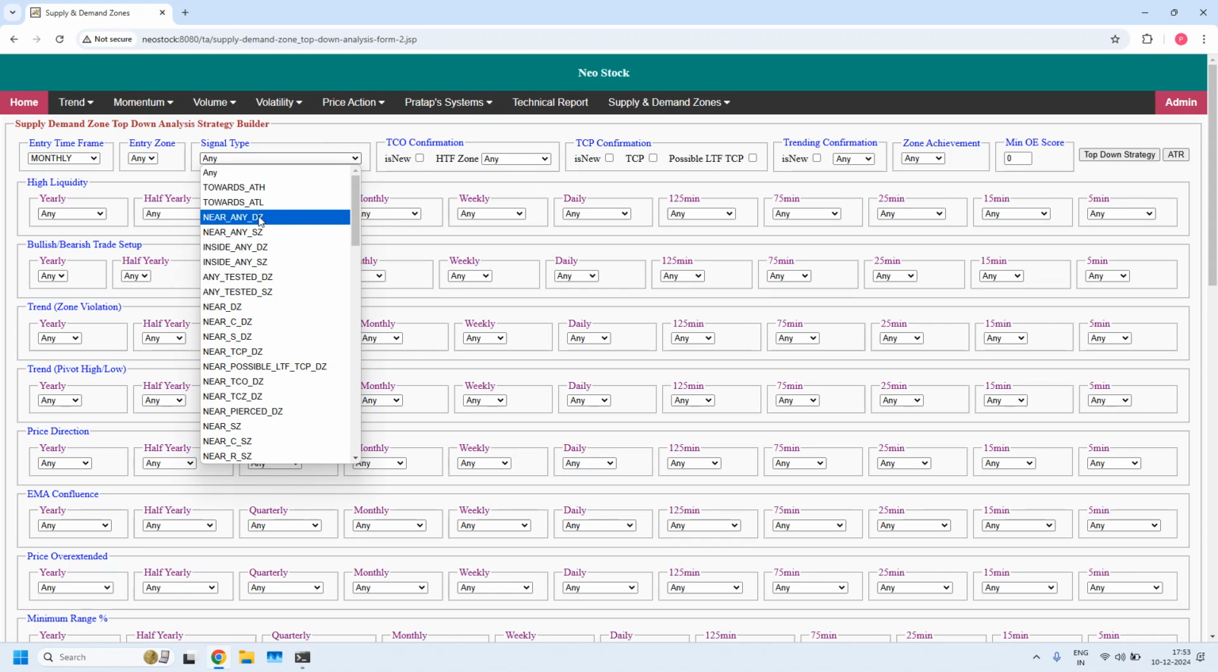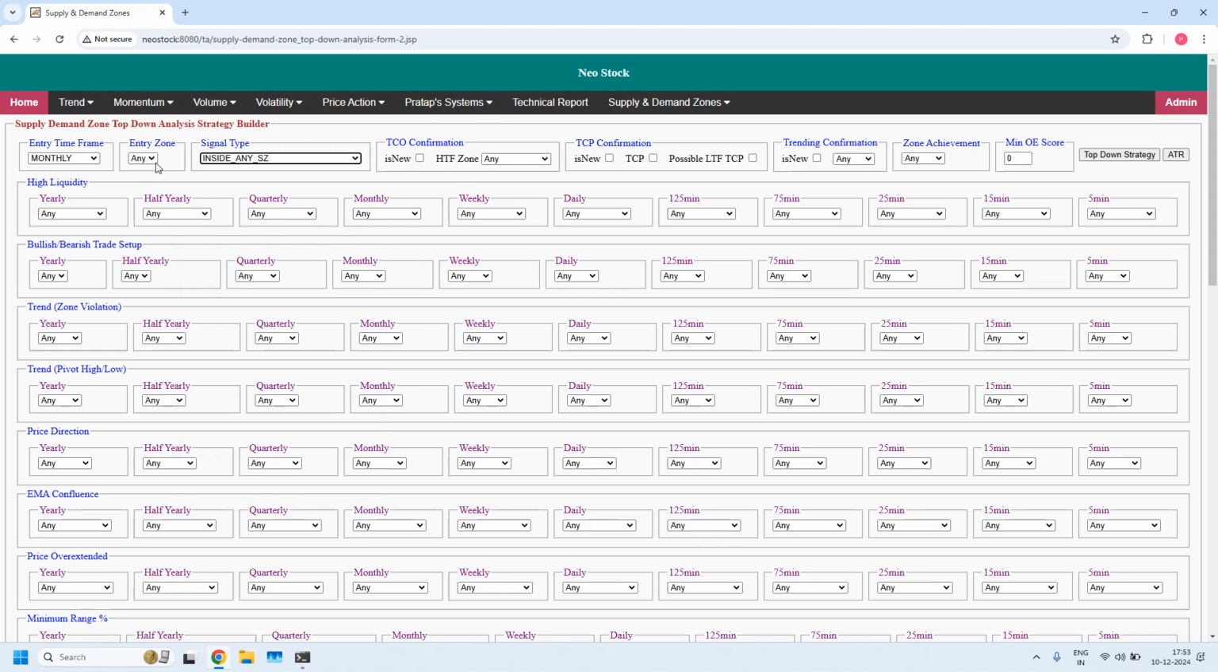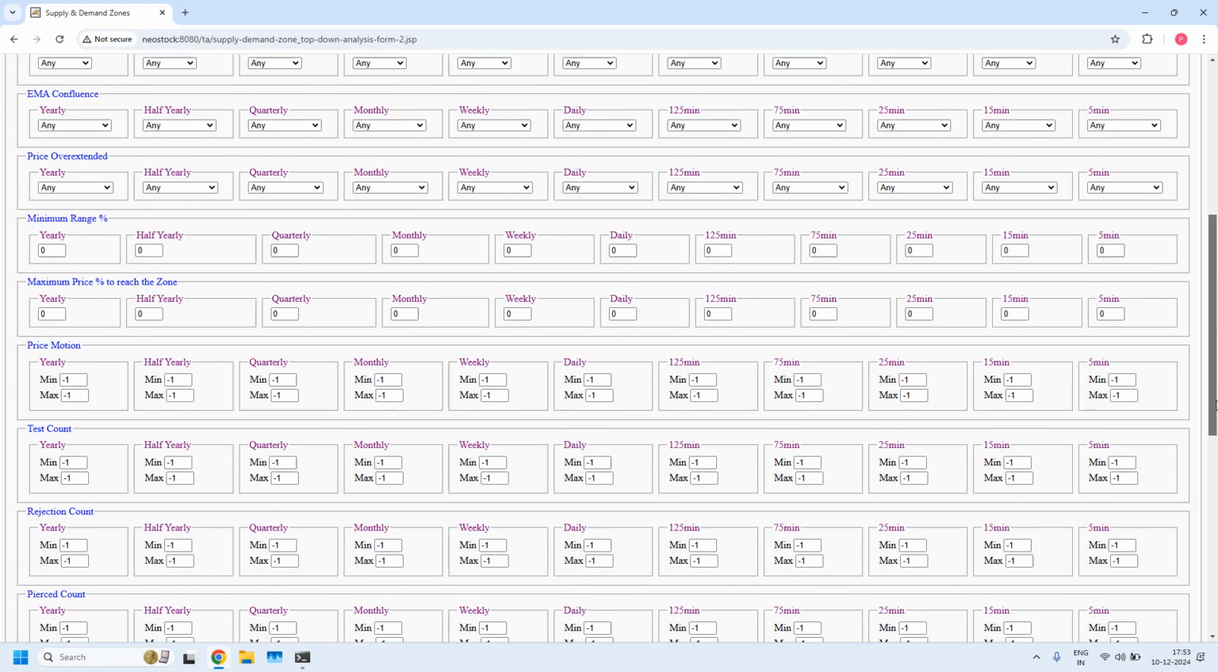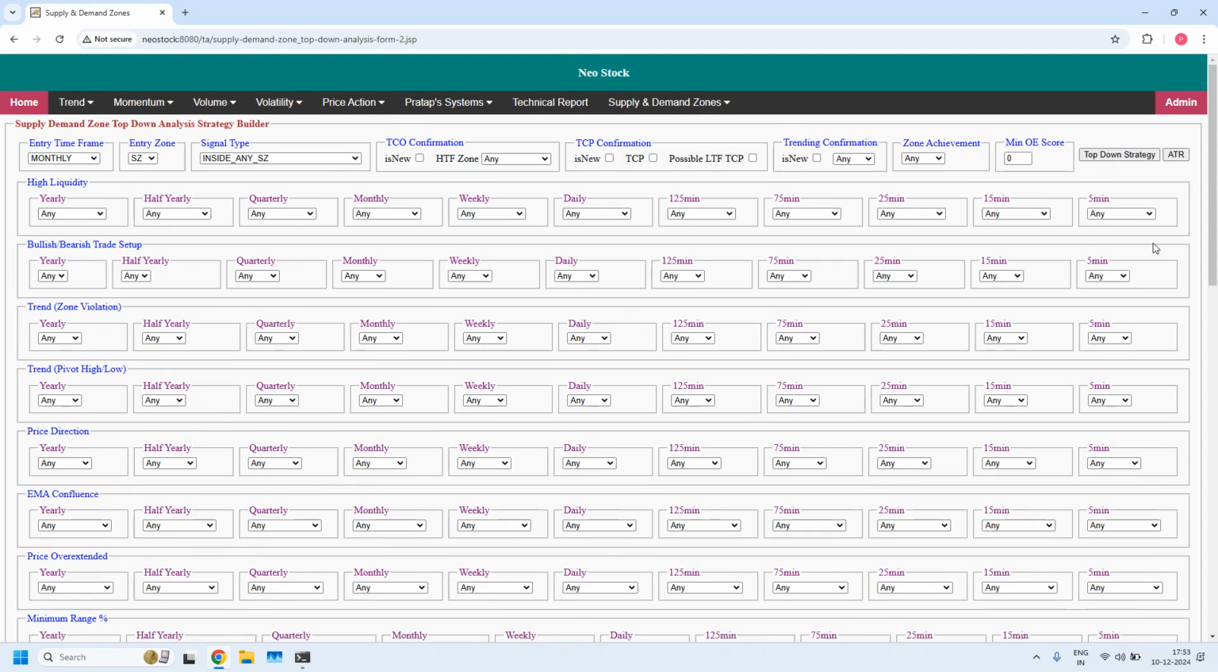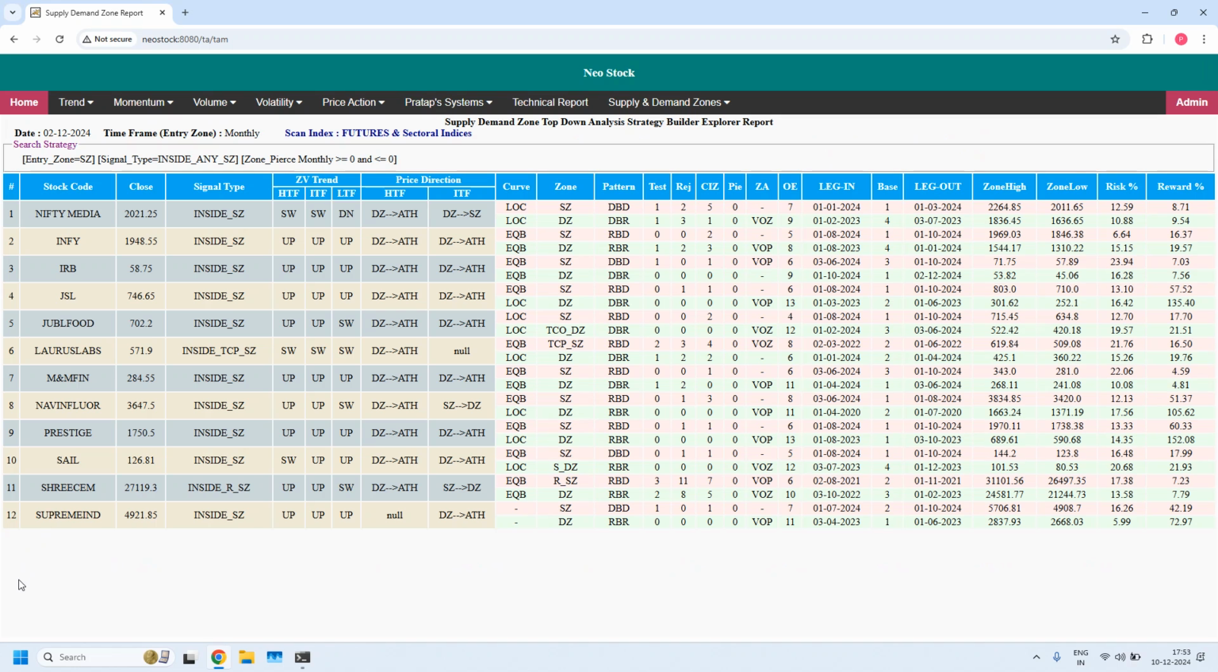Price closed inside monthly supply zone, and these monthly supply zones should not be pierced. So pierced count, monthly time frame, minimum value 0, maximum value 0. Now 12 stocks are filtered. In all these 12 stocks, price closed inside monthly supply zone.